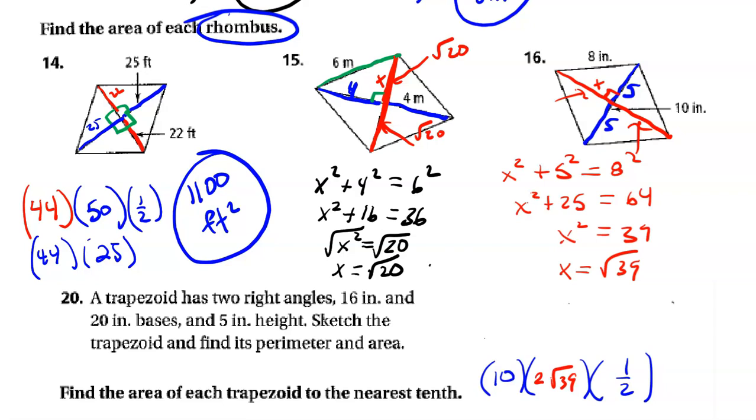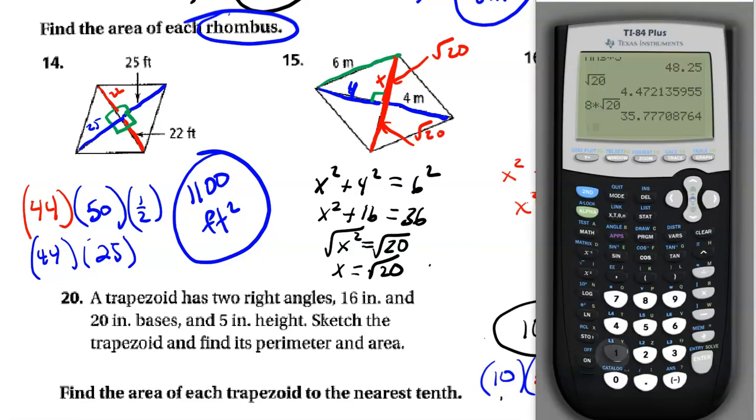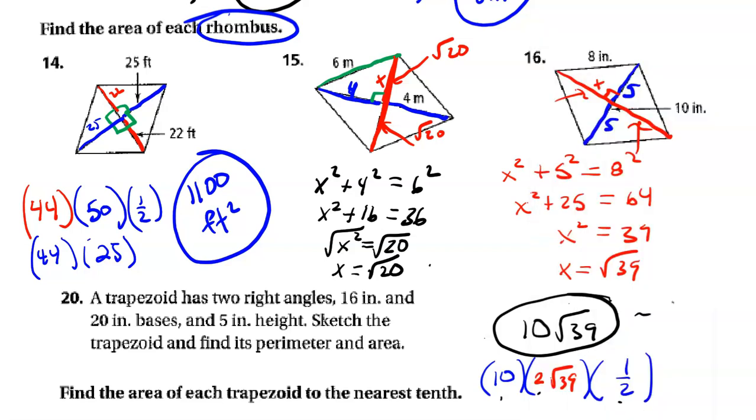All right, so let's multiply all this out. I've got the numbers: 1/2 times 10 is 5, times 2 all comes out to be 10. And then the radical 39 just comes along for the ride. And now if I wanted the decimal, 10 times radical 39. Boom. 62.4-ish. There you go.